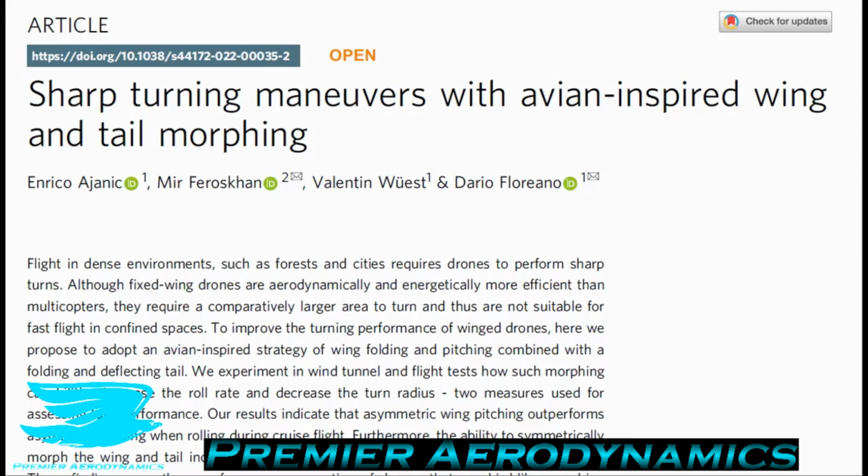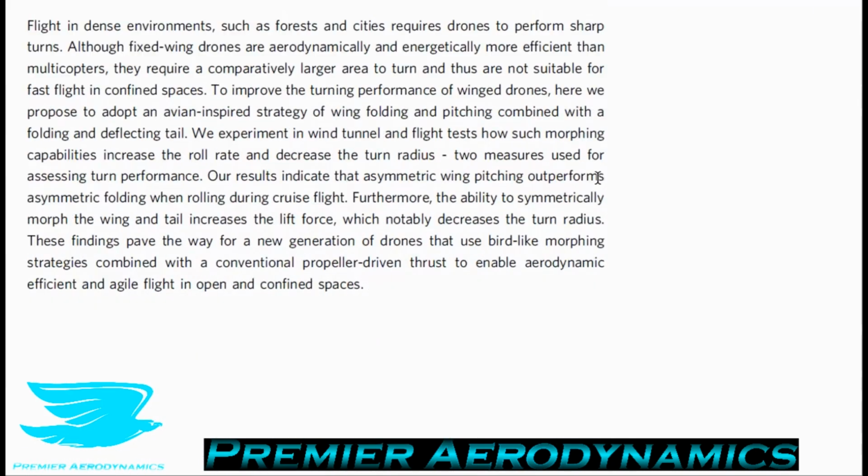So to do that, we're going to be looking at a paper. It's open access again. You can find it in the link in the description. It's called Sharp Turning Maneuvers with Avian-Inspired Wing and Tail Morphing. So let's get into it.